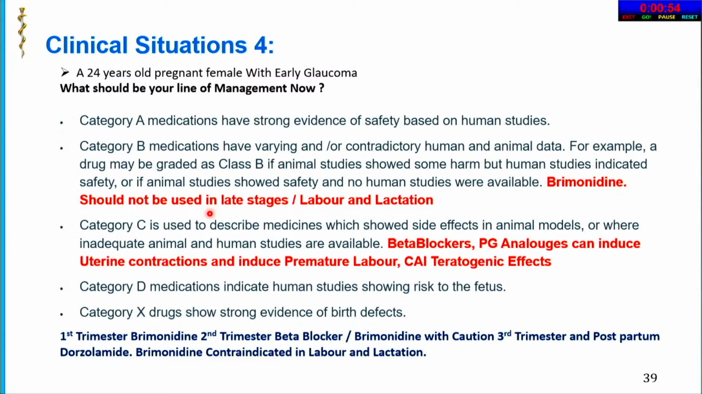So the best option for us is, in the first trimester, for a pregnant lady, the only option that you have is possibly brimonidine. Mind you, brimonidine cannot be used in the last trimester or during labor because it has the ability to cross the blood-brain barrier and cause apnea and depression to the patient. Second trimester, probably beta blocker and brimonidine with caution. The third trimester and postpartum, possibly dorzolamide. Dorzolamide should never be used in the first trimester because of its teratogenic properties. Brimonidine is contraindicated in labor and lactation because they have a potency to reach the blood-brain barrier.